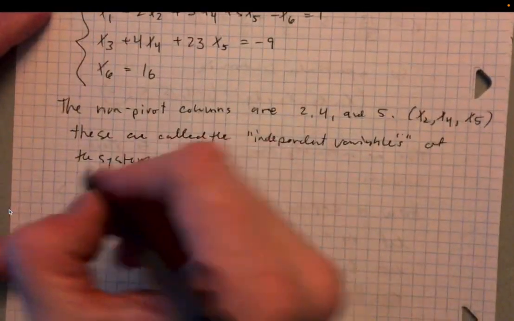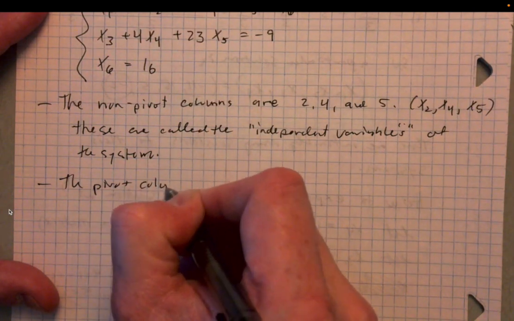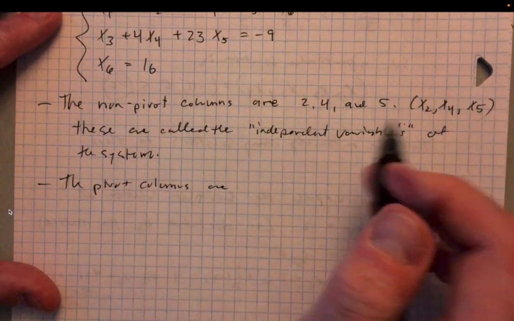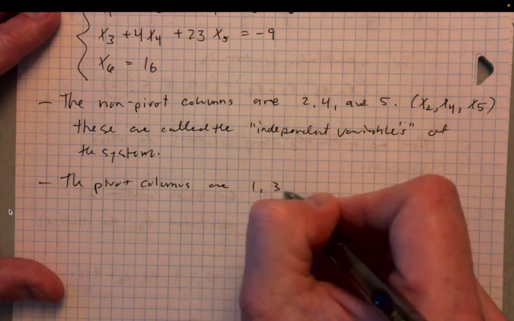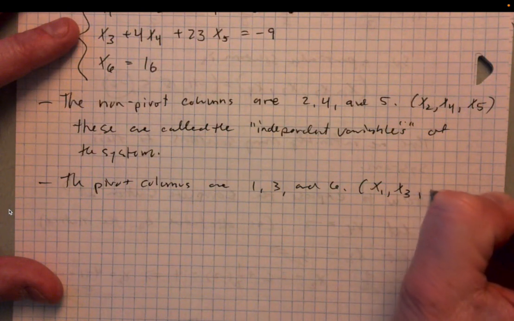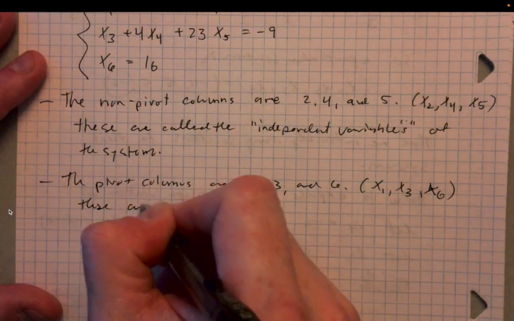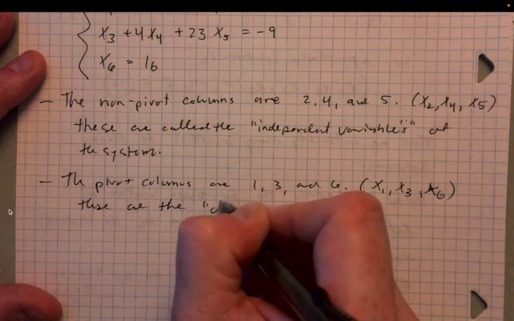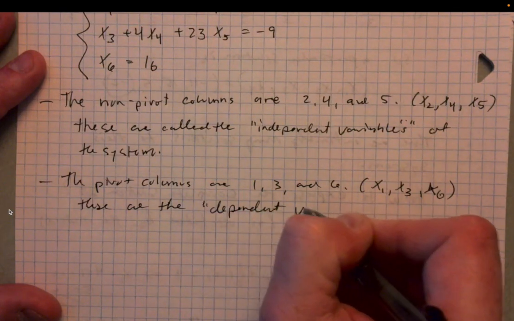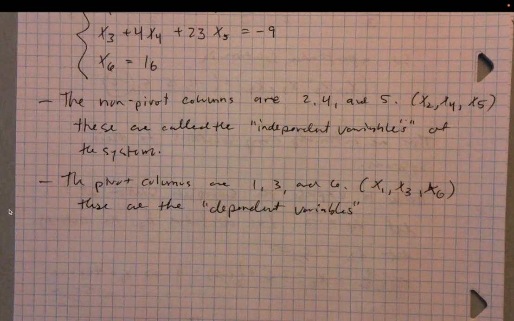The pivot columns are everything else, of course, 1, 3, and 6. So that's x1, x3, and x6. These are the dependent variables. The non-pivot columns are independent variables. The pivot columns are dependent variables.